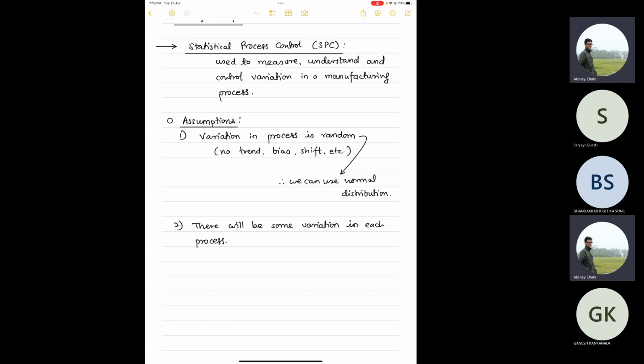Now the obvious question is, why do we want to keep the variation in limit? It is because if you keep it under limit, it will be more acceptable. More of the product components produced by you will be acceptable because they conform. Conform is also one important word used in this context. They conform to the specifications given by the customer within some acceptable ranges. So that will reduce waste, reduce cost of production, material cost, everything, and that will be helpful for your business.